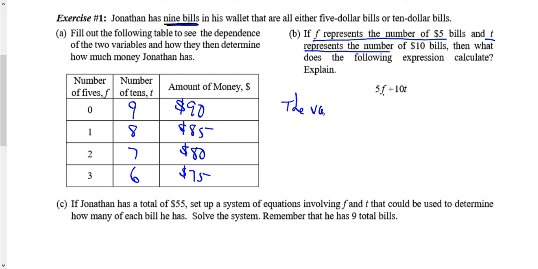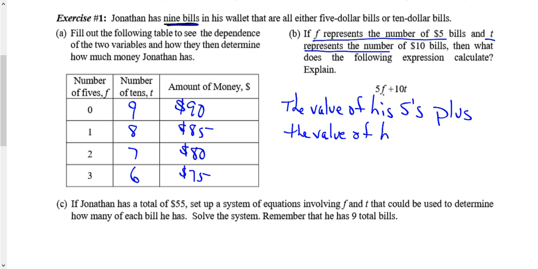The value of his 5s, and plus 10s. So it would be plus what? The value of the number of 10s he has, right? The value of his 10s. Okay? Some of you were shouting out actual values. We don't know that, right? Because F and T are the number of bills.